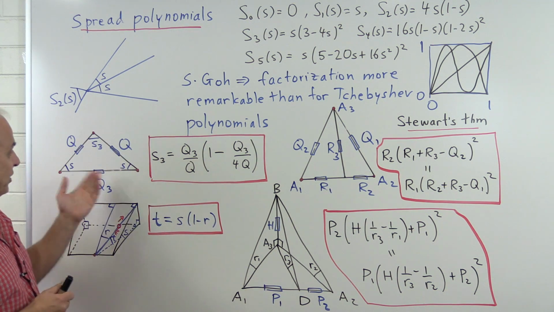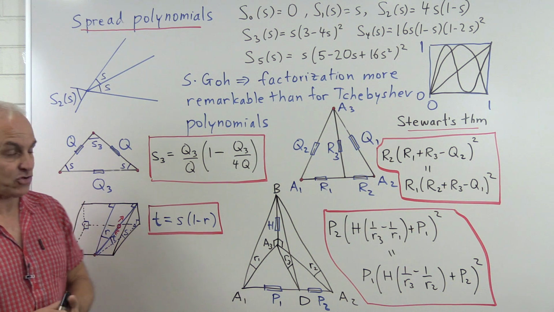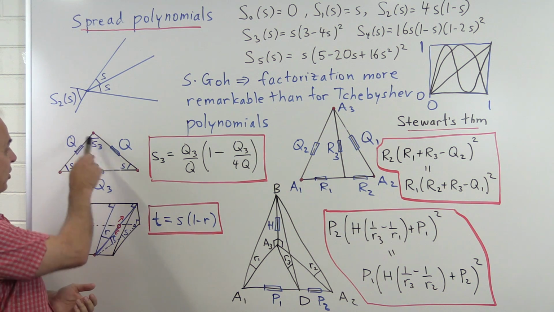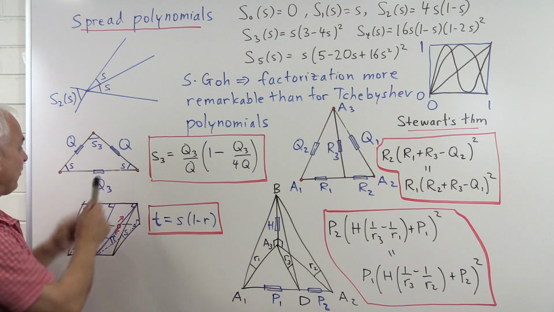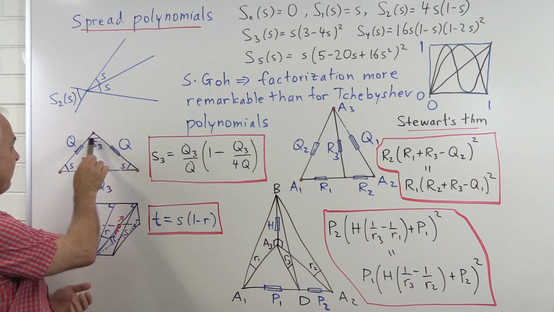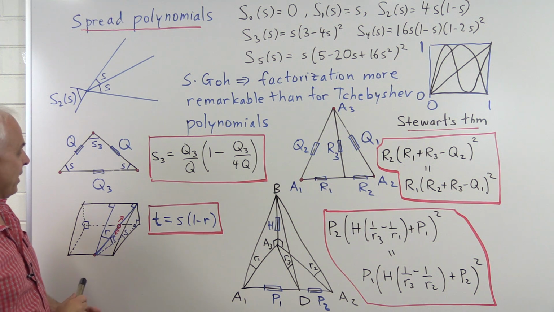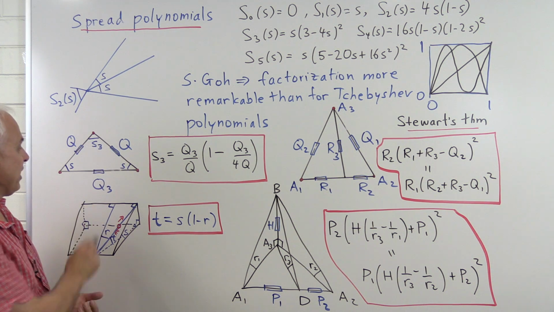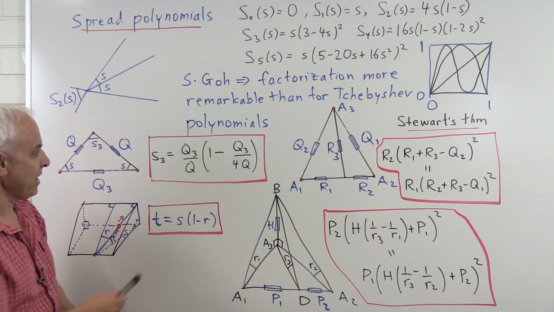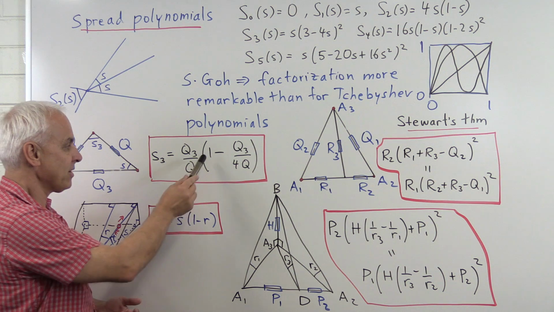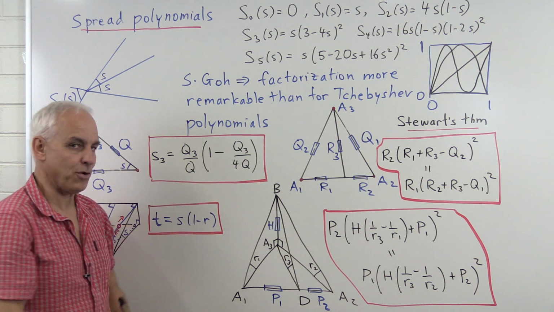Okay, so the first one is just dealing with a simple isosceles triangle with quadrances Q, Q, and Q3, say, and equal spreads here of S and S, and a spread of S3 up here. And we might ask, how do we get spread S3 if we know the three quadrances? Here's the formula: S3 equals Q3 over Q times (1 minus Q3 over 4Q).